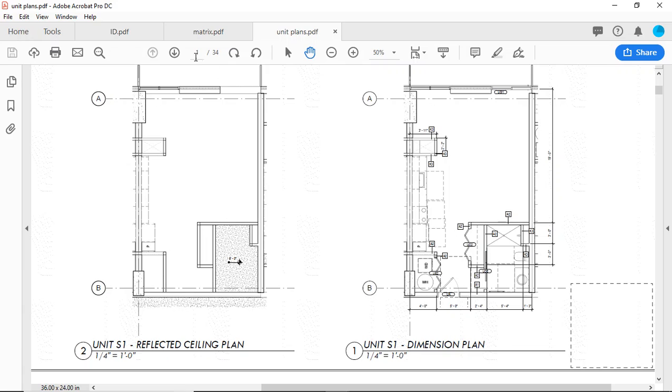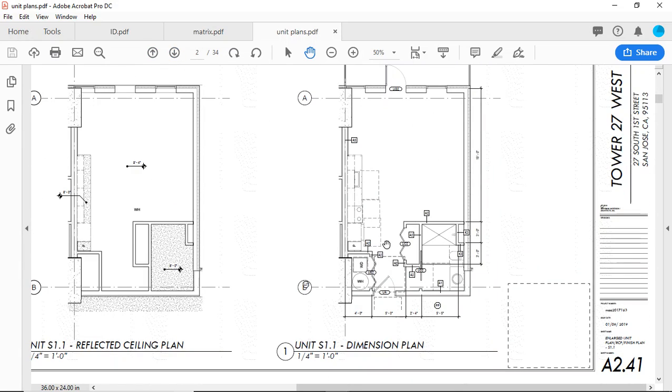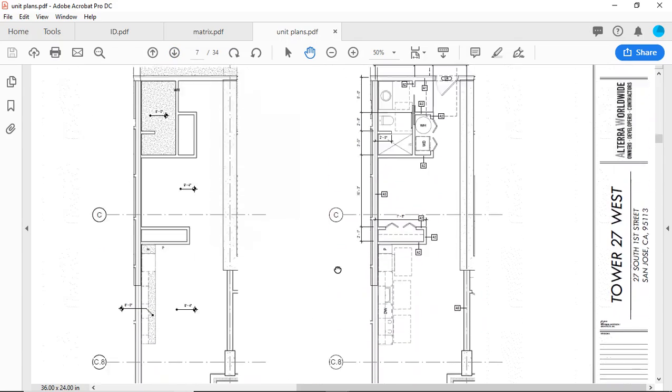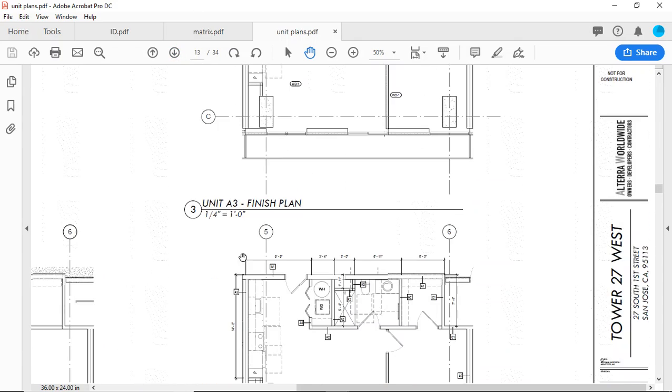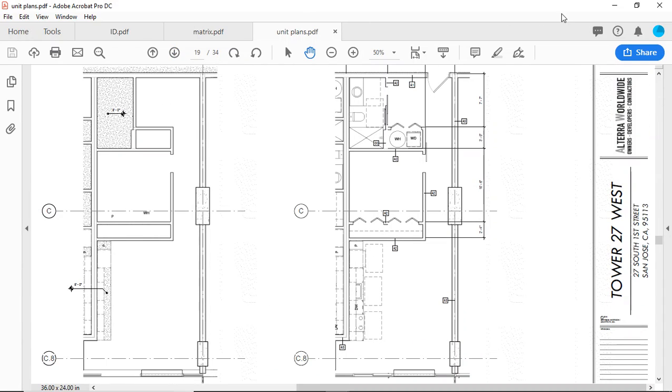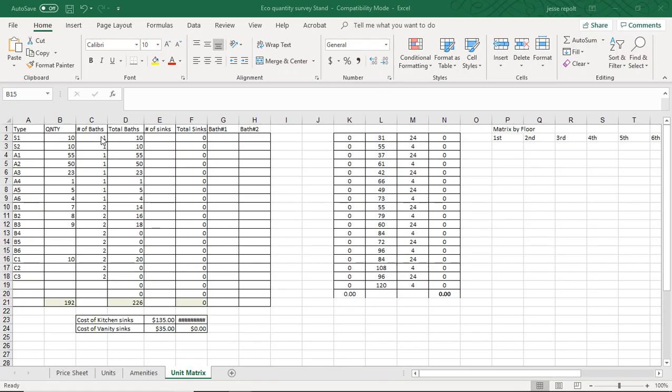So S1 has one and one sink, S1.1, one and one sink, then look at S4.1, one and one sink, A3, one and one sink. So you just have to go through your unit plans and see how many each unit type has for number of baths and number of sinks. So S1, these are all one bath. B1 is 2 baths, and we'll say C1 is 3 baths. So you see it automatically gives you your total number of baths at 236.